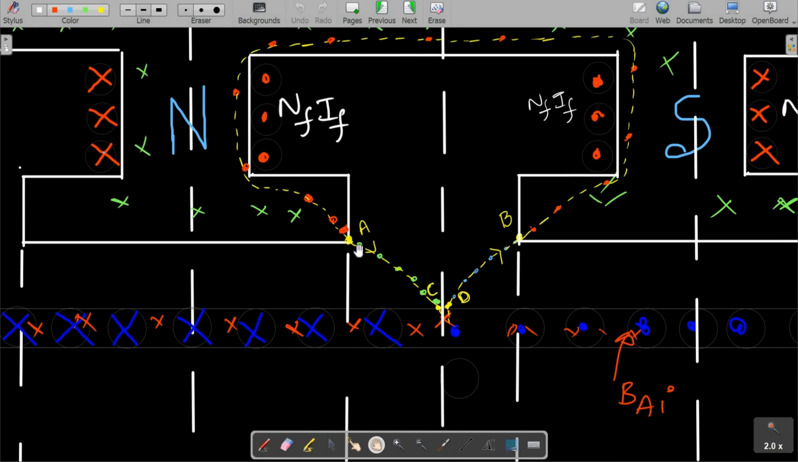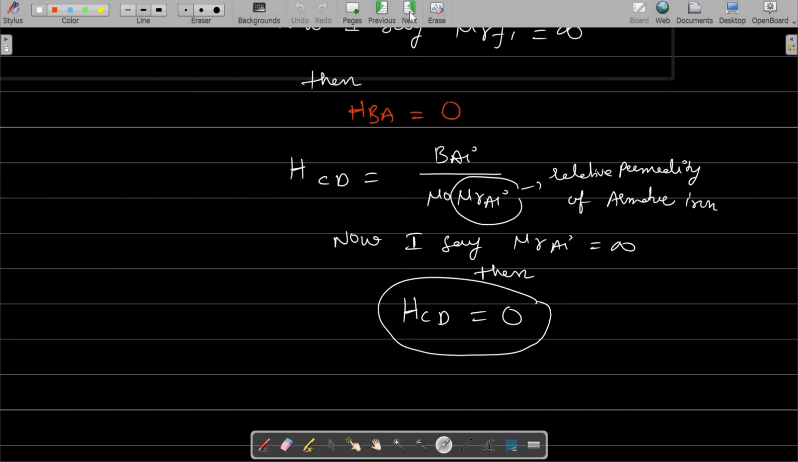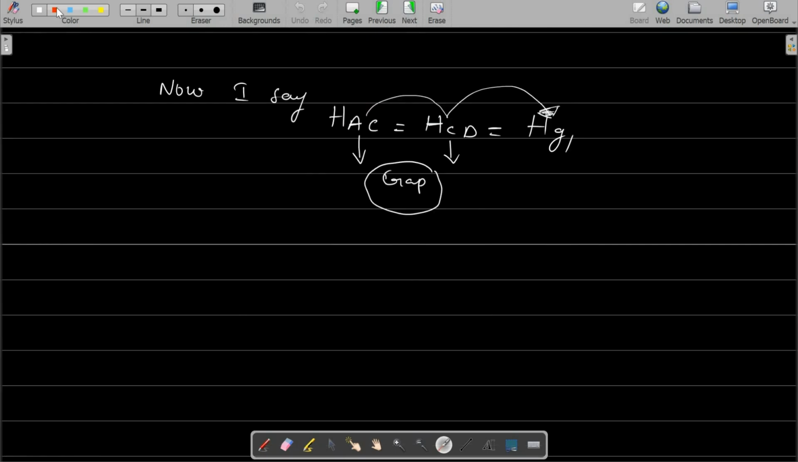Which means that the field intensity everywhere on this path, HAC and also HDB, will be equal to HG1. Here I have made a mistake. This is not HCD. This is HDB.